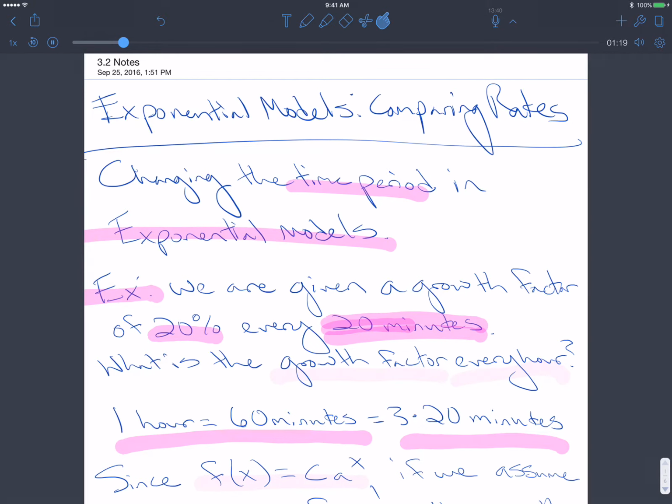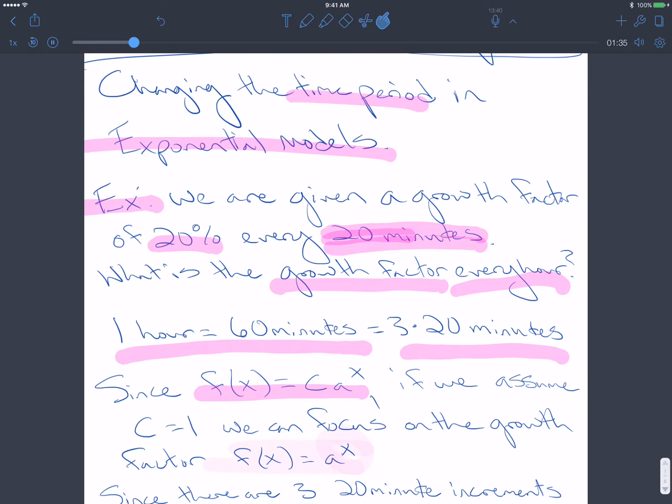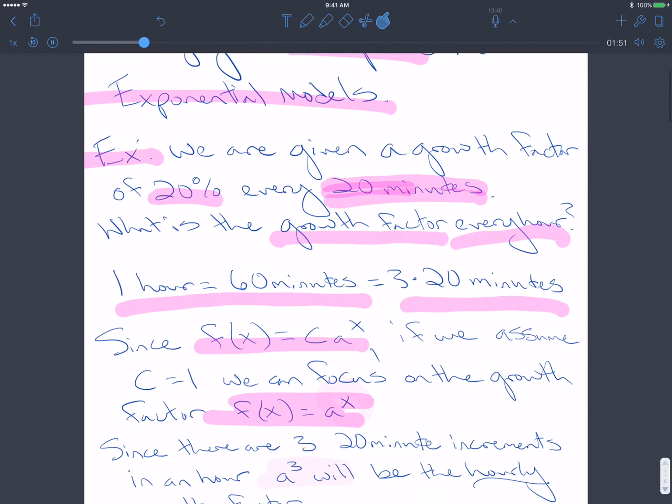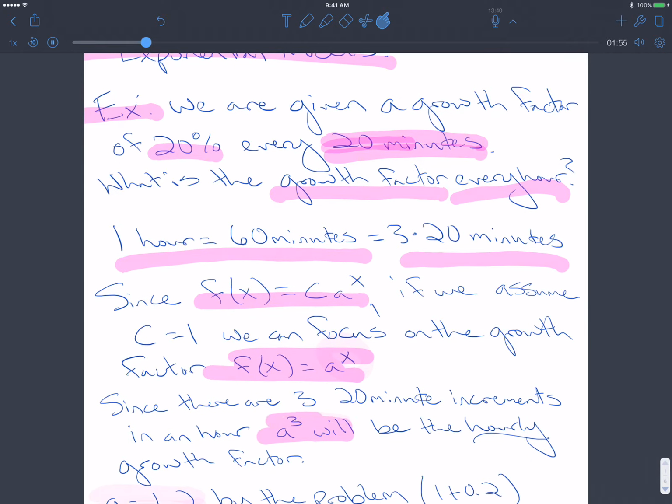So if we're trying to find the growth factor for every hour instead of every 20 minutes, then we're going to have to go back to first our exponential model, right? f of x equals c times a to the x. If we assume that c equals 1, we can really focus on our growth factor on its own and look at just a to the x, because that's what we want to modify. We want to modify a so it's consistent for an hour instead of 20 minutes. Now, if we have 3 20-minute increments in an hour, then whatever a was for the 20-minute interval will be cubed for the hourly growth factor.